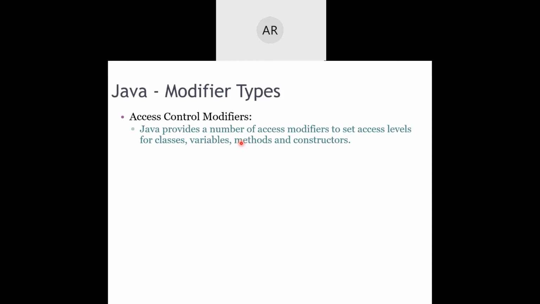Again, where can we mention the access specifiers? We can mention it before the class names. We can mention it before the variable names. We can mention it before the method names. We can mention it before the constructor names. Okay. So in Java, apart from the three which we have learned earlier, we have one new type of access control modifier called default.